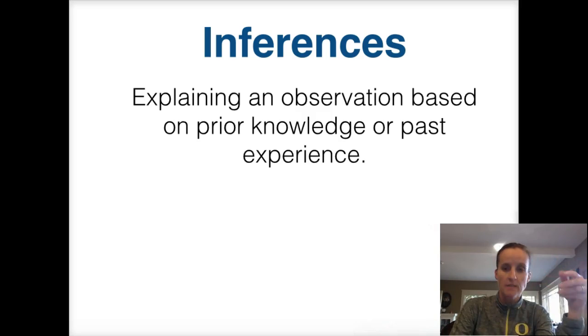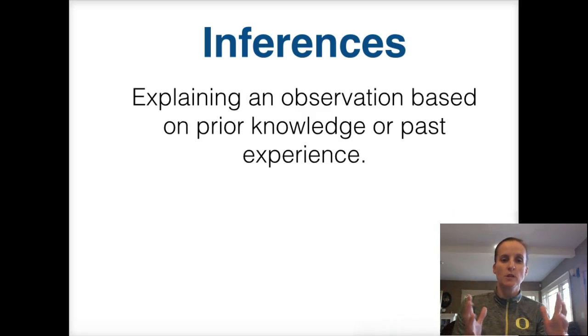Now, you can test an inference, you can investigate your observation, and that's what the scientific method is all about. You might have an explanation for something based on something someone told you or some experience you had. That doesn't mean that it's correct. It has to be proven, and it can be proven through experimentation. So an inference is taking an observation and explaining it based on your knowledge in the past.